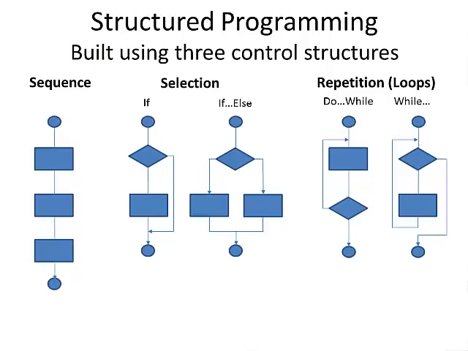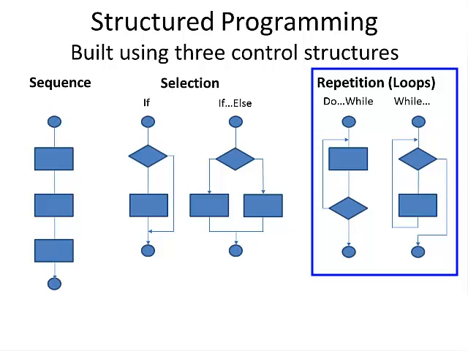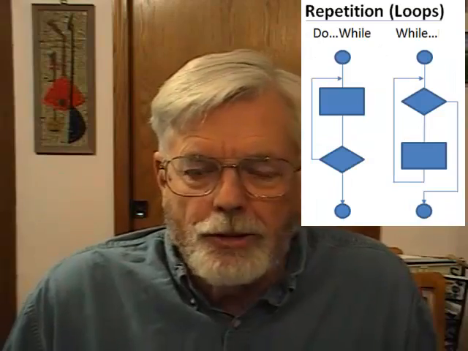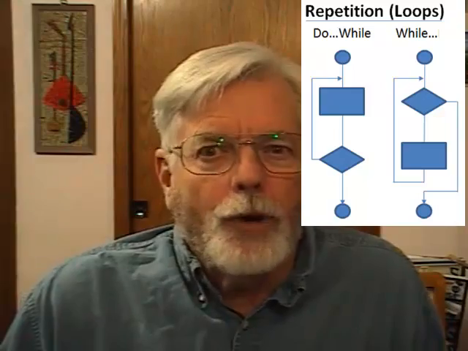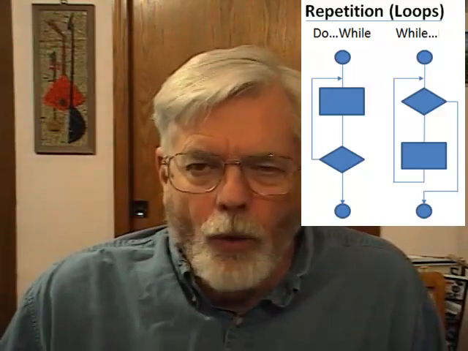Loops are implemented using one of the 3 control structures in structured programming. The control structures include sequence, selection, and repetition. It's the repetition control structures that implement a loop. Repetition is also known as iteration. We can repeat a block of code over and over and over again.